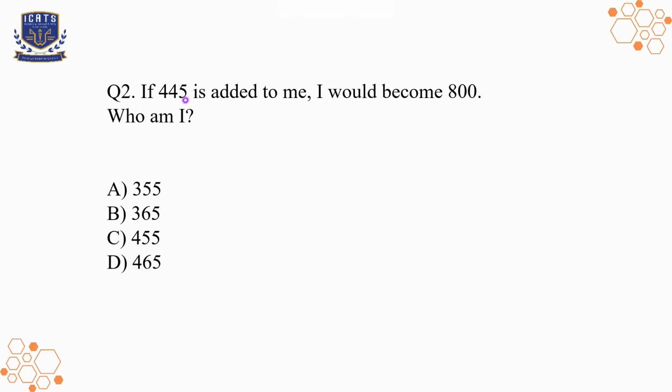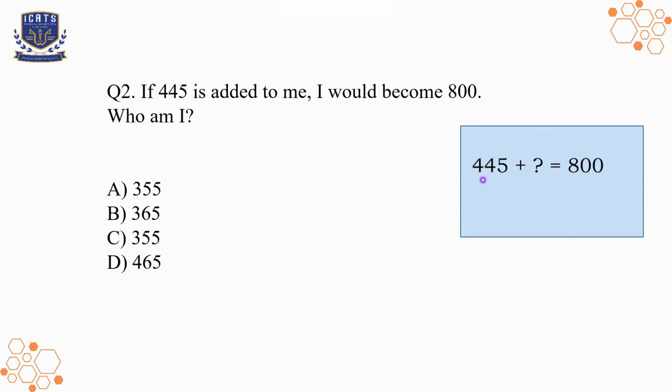Question number 2, if 445 is added to me, I would become 800. Who am I? Option A is 355, option B is 365, option C is 455 and option D is 465. So to find out the answer here, we can make an equation: what will be added to 445 so that the answer is equal to 800. We can do mental math here or otherwise we can take the inverse of addition, that is subtraction. If we take 445 out of 800, the remaining number is 355. So our number is 355, which is our option C.